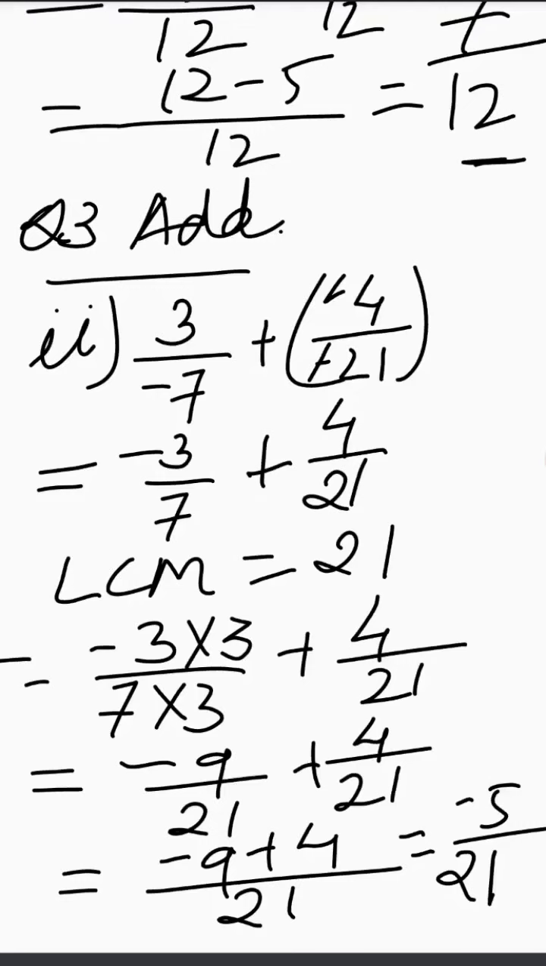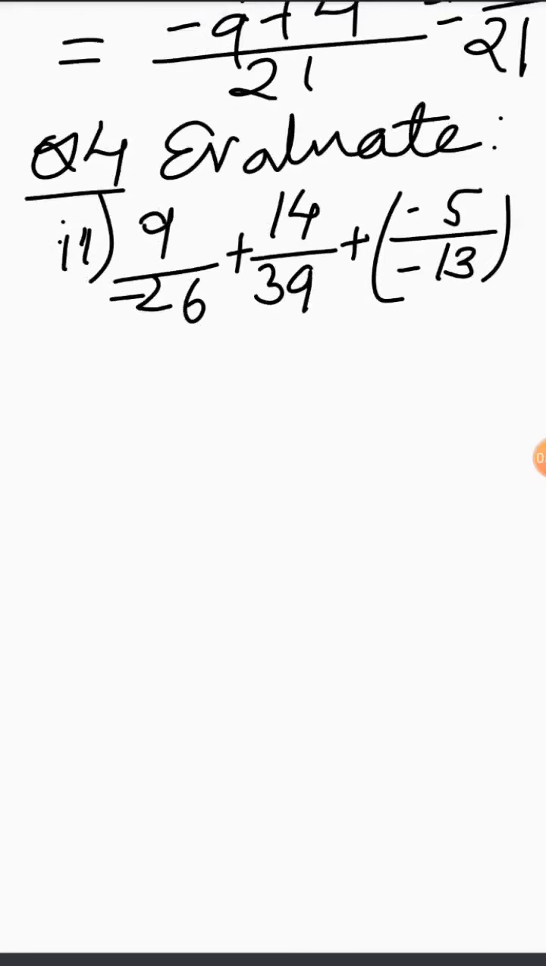Now let's move to question number 4. That's also very easy. Remember, first you have to remove the bracket by simplifying the sign. Now children, see this example, question number 4, evaluate. Heading may be anything: solve, add, simplify, evaluate. You have to observe the question carefully. Now your first step is what? Remove this bracket. So let's do that first.